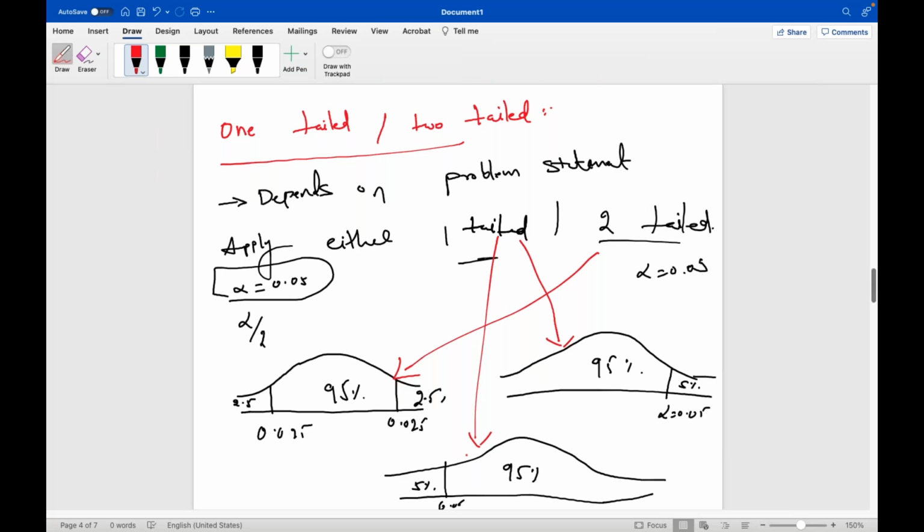Just note this. It's not an example, you just remember these points.